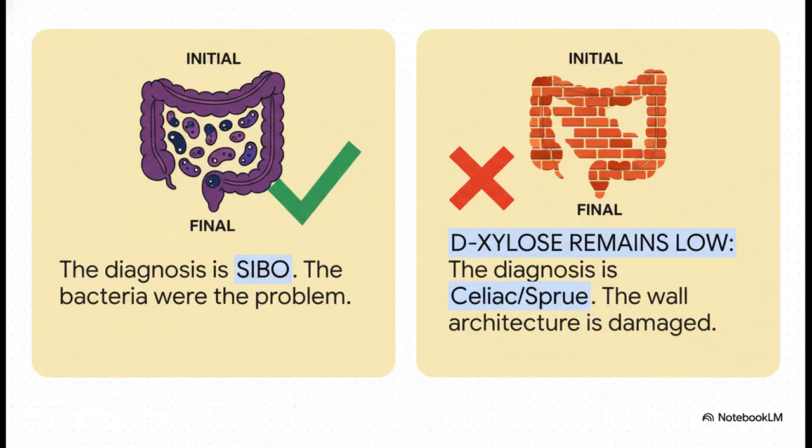If the D-Xylose level magically normalizes after the antibiotics, bam, you've found your culprit. It was SIBO the whole time. The bacteria were the problem, not the wall. But if that level remains low, even after the antibiotics, well, now you know for sure that the wall's architecture itself is genuinely damaged, and your diagnosis is pointing straight at celiac or sprue.